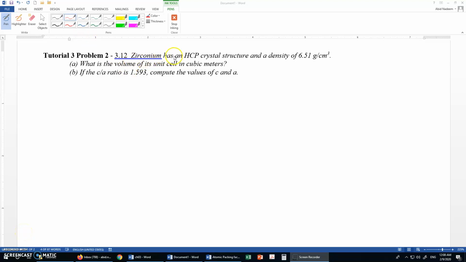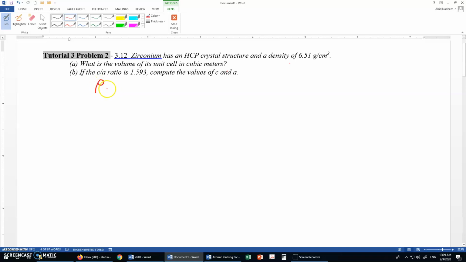Zirconium has an HCP crystal structure and a density of 6.51 gram per cubic centimeter. What is the volume of its unit cell in cubic meters? So its density is given, so we can use the formula for the theoretical density to find the volume of the unit cell.